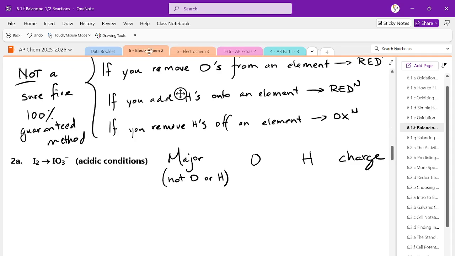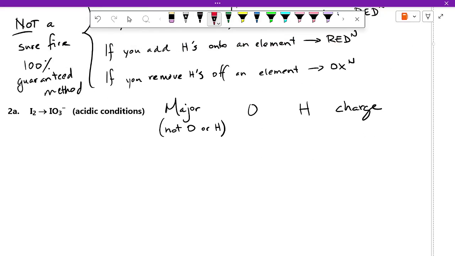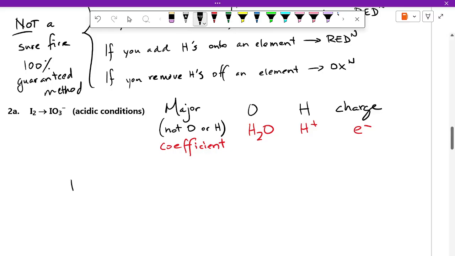Okay, so major, do you remember what we use to balance the major atoms? Coefficients. What do we use to balance oxygen? Water. What do we use to balance hydrogen? H plus. And what do we use to balance charge? Electrons. Okay, so do you guys want to try this one on your own? Yeah? Go for it. And you know what I would do? I would write it with these kind of in the middle so that you can add on to the left and you can add on to the right.